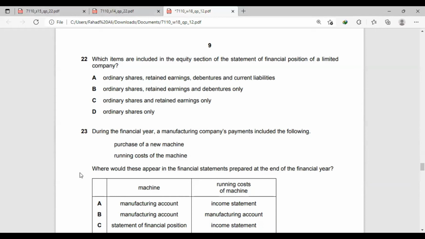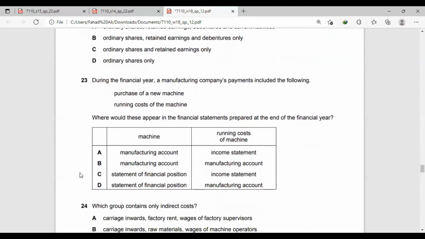Ordinary shares are the amount of money owners have invested, and retained earnings means whatever profit came in that particular year, you have retained that. Retain means you have invested back the profit in the business. You have kept it aside for yourself. So that is termed as retained earnings.